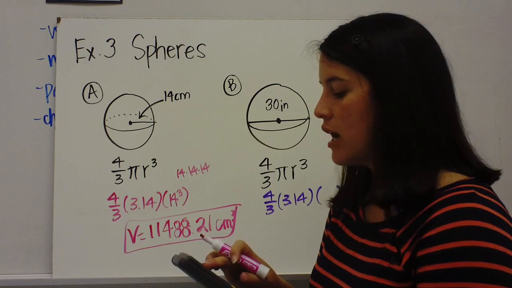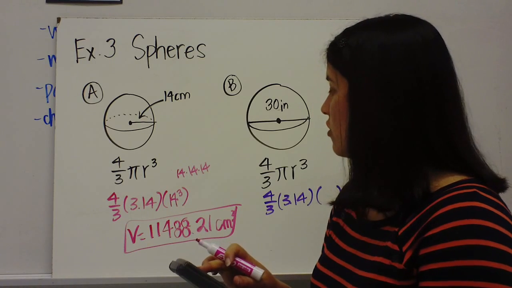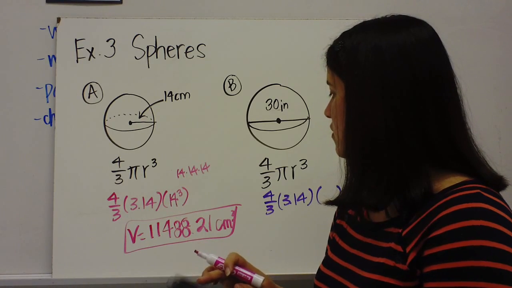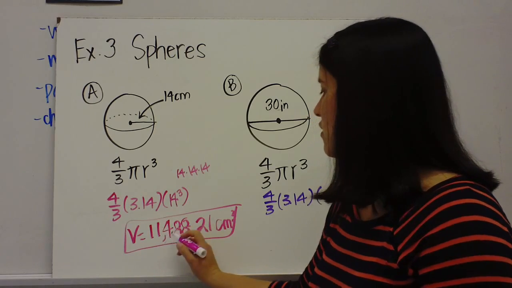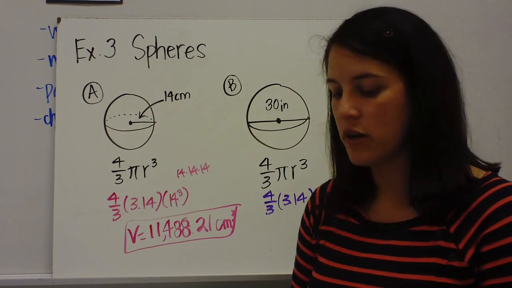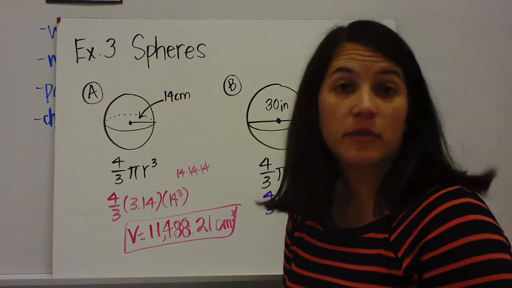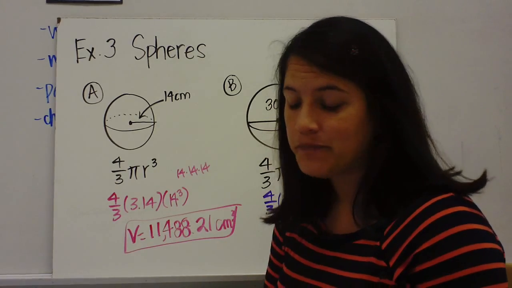4/3 pi r cubed, 14 cubed. So 11,488.21 centimeters cubed. That's very large.